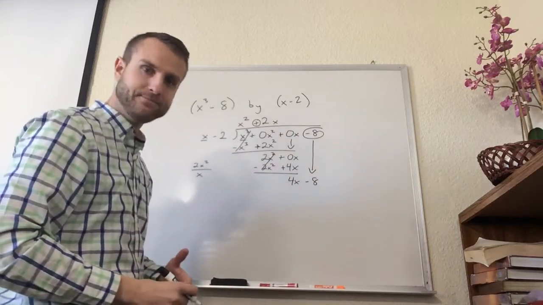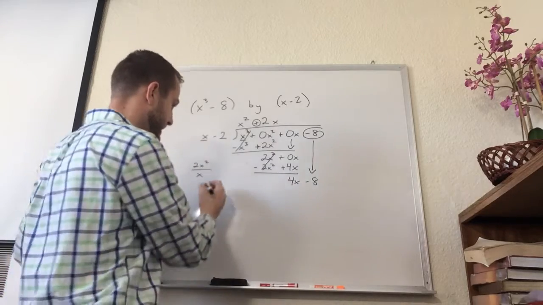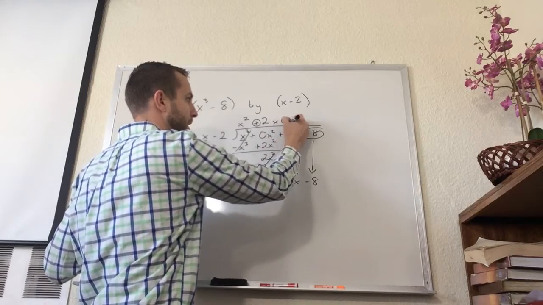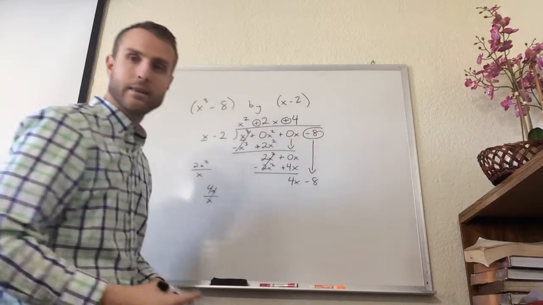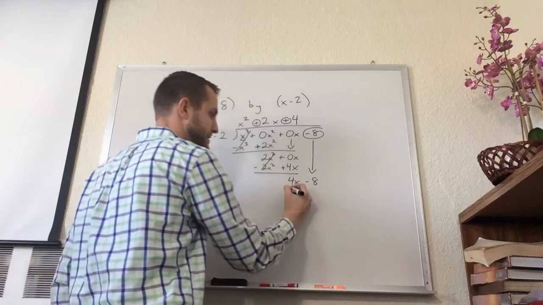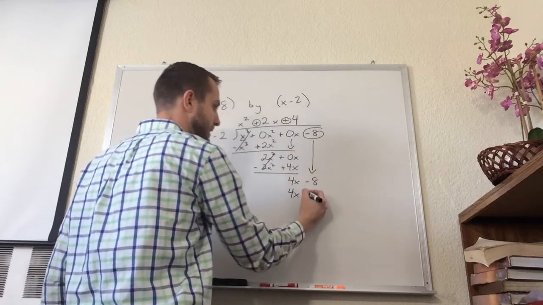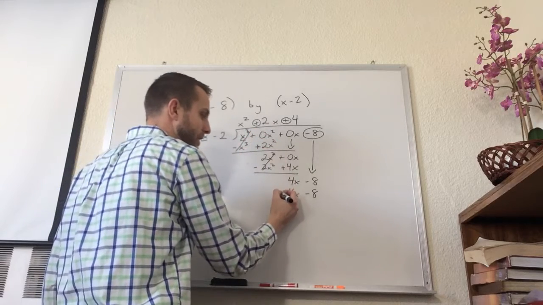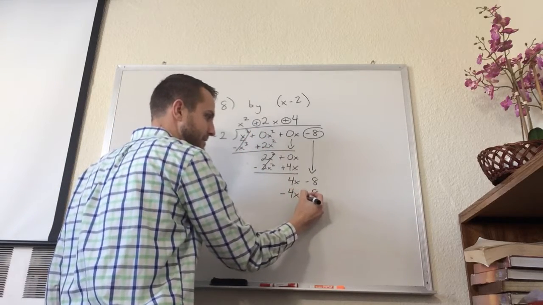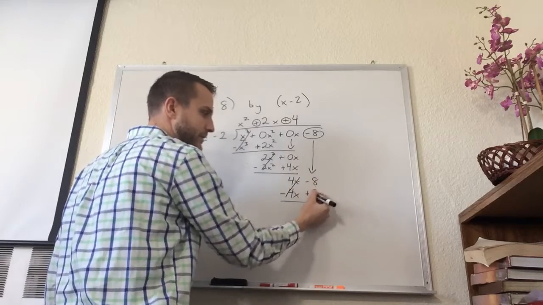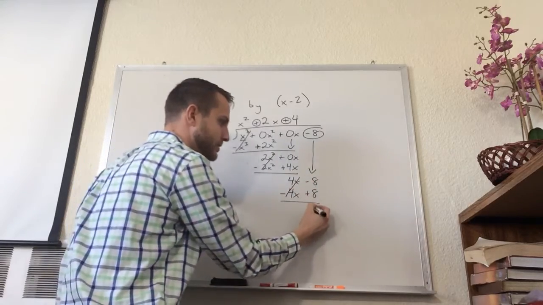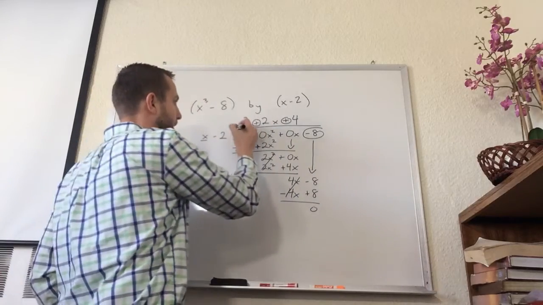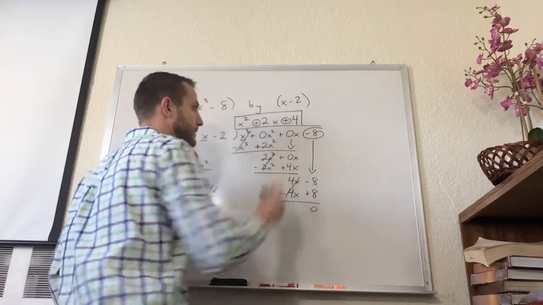Now you can divide again. 4x divided by x. My x's cancel. So I'm left with just 4. Remember, very important to put that positive 4. Then multiply back. 4 times x is 4x. 4 times negative 2 is negative 8. Now, always important, change the signs. This cancels. Negative 8 plus 8 is what? That's 0. That means I don't have a remainder. So this right here is my final answer.